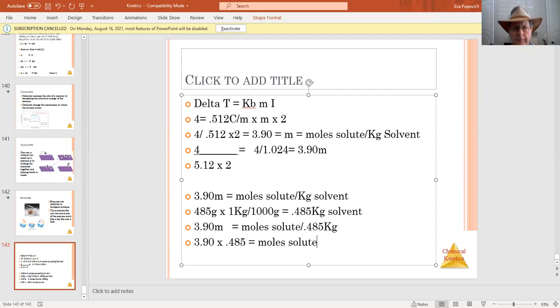Okay, so moles of solute is obviously our X, so 0.485, which gives us 1.89. Now, I have one other bit of information. I have that the salt weighed 115 grams. So in order to get my molecular weight, I've got to take my grams and divide it by my moles. So 115 grams represents 1.89 moles. So 115 divided by 1.89 equals 60.7. Okay, I gotcha. All right.